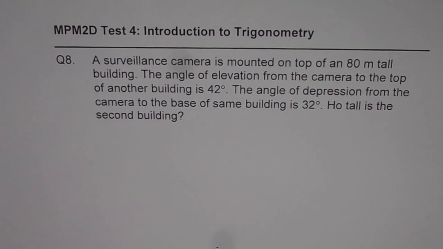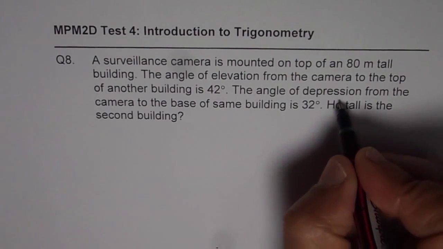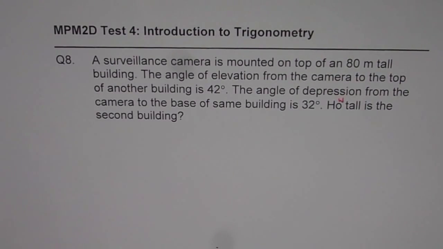A surveillance camera is mounted on top of an 80-meter tall building. The angle of elevation from the camera to the top of another building is 42 degrees. The angle of depression from the camera to the base of the same building is 32 degrees. How tall is the second building?